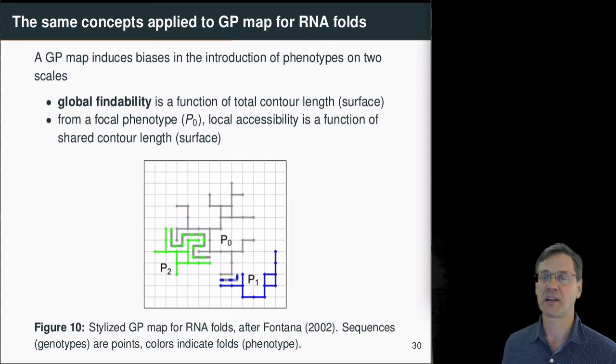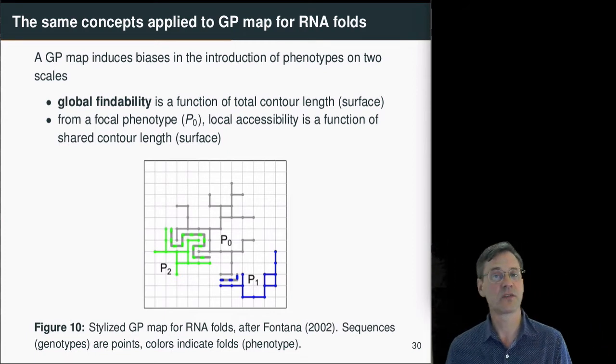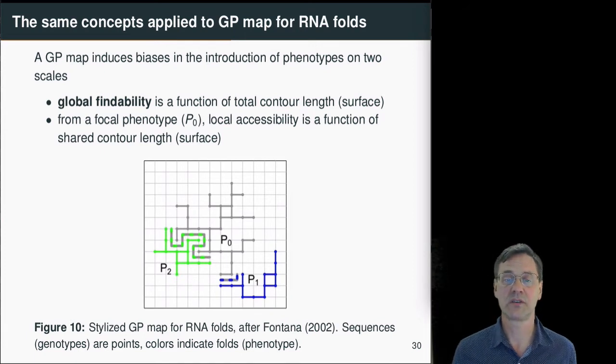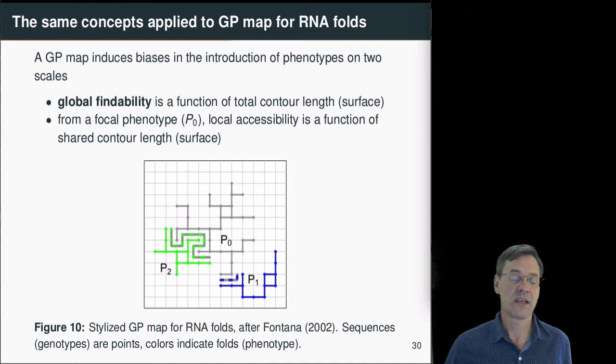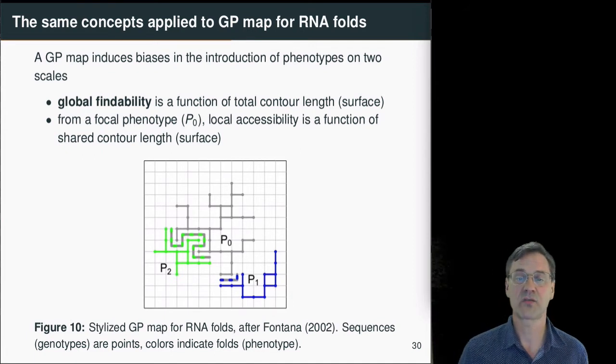So this is a stylized genotype-phenotype map showing how 3 different RNA folds are distributed in sequence space. And the global findability effect is a function of the total contour length or surface associated with a phenotype network. So in this example, the gray phenotype P0 is twice as findable as the other 2. It has twice the contour length.